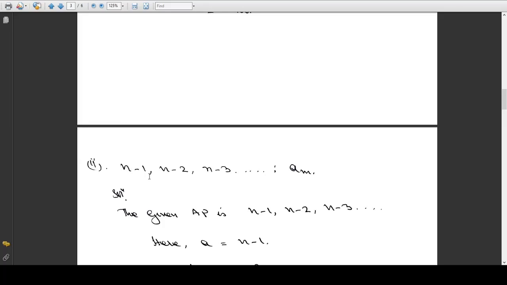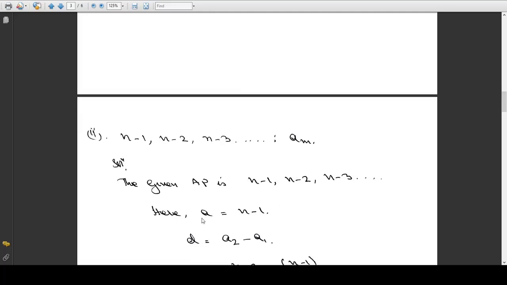the first term is n minus 1, second is n minus 2, third is n minus 3. You have to find the value of am. The question may ask to find the value of an, tm, any denotation can be given. It can be denoted by t, it can be denoted by a, but it is the same thing, that is the nth term. Its value is not given, therefore you consider it as the nth term.